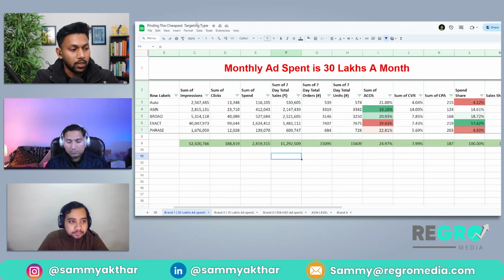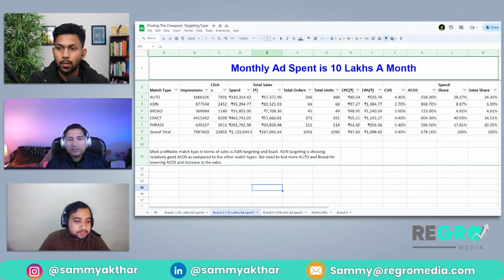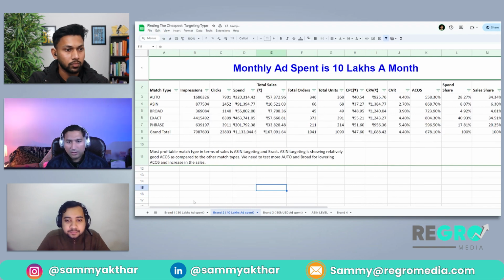Now, I think it is time to move to the second brand, which is spending 10 lakhs a month. Let's look at what the cheapest match type is and how they are doing. Yeah. So now we are looking at another account which has a budget of about 10 lakhs a month on Amazon India. If you look at the data here, their grand total spend is more than 10 lakhs, almost 11 lakhs. But the business they are doing is under 2 lakhs. So you can clearly see that they are way too aggressive with respect to their spend.